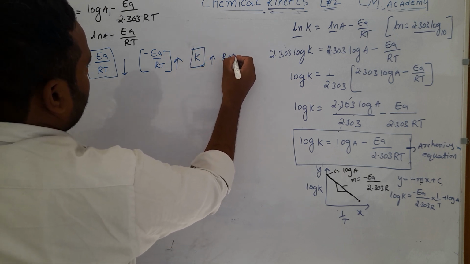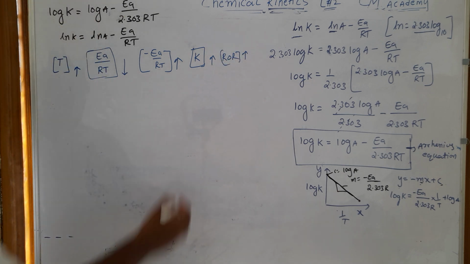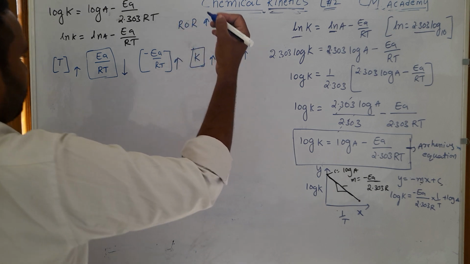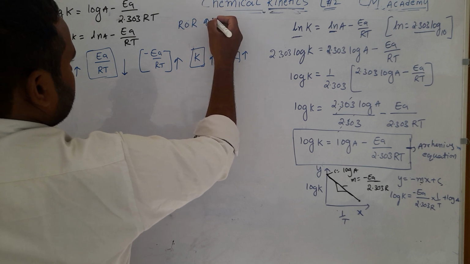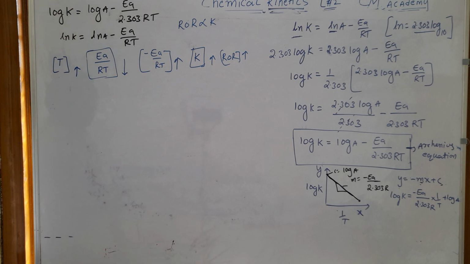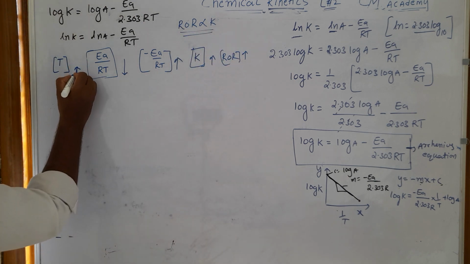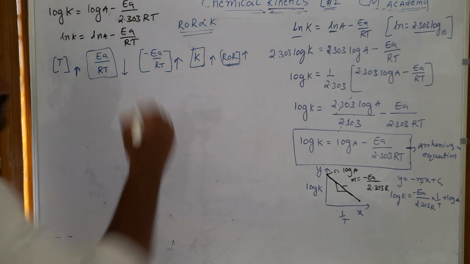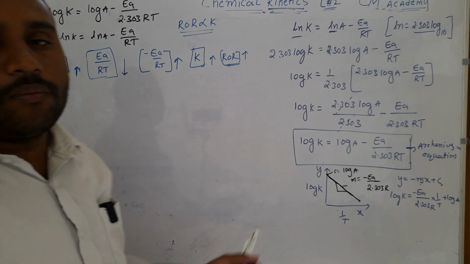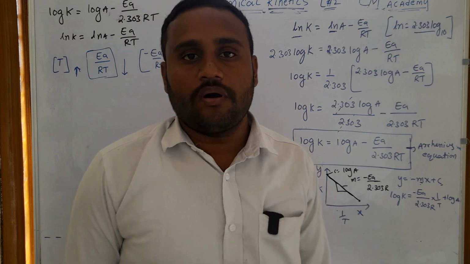k increases means the rate of reaction also increases. We already know from the previous concept that the rate of reaction is directly proportional to k. Which means as temperature increases, the rate of reaction also increases. We can say from this equation that as temperature increases, the number of effective collisions increases, and more product is formed.